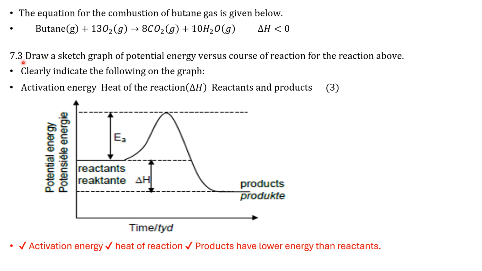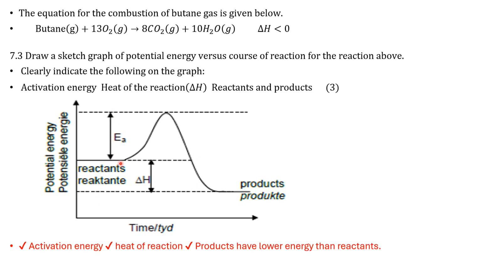Right. 7.3, draw a sketch graph for potential energy versus course of reaction for the reaction above. Clearly indicate the following on the graph: activation energy, EA, heat of the reaction, delta H, and reactants and products. So we always start with the reactants. We always end with products. This reaction is exothermic. So if it's exothermic, more energy is released than what is taken in. So from the reactants taken up to the highest point, that is referred to as my activation energy, EA.